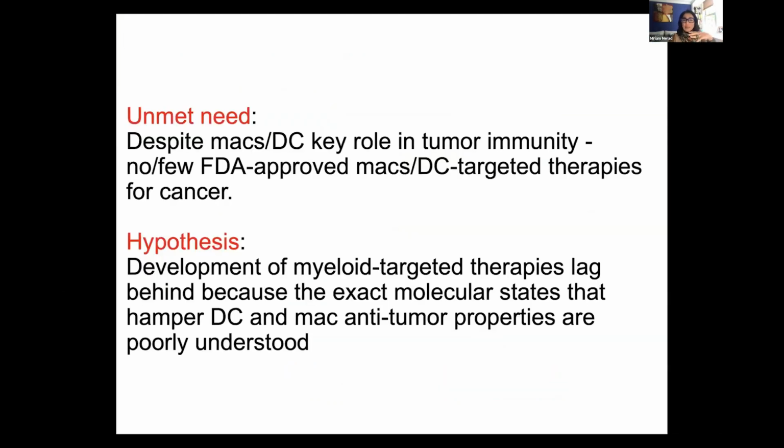Okay, now despite the realization that macrophages and DCs have key roles in tumor immunity, as Jonathan described, there are no or very few FDA-approved macrophage and DC targeted therapies for cancer. And we think that the development of this myeloid targeted therapy lagged behind because the exact molecular states that really hamper DC and macrophage ability to promote anti-tumor immunity are poorly understood.